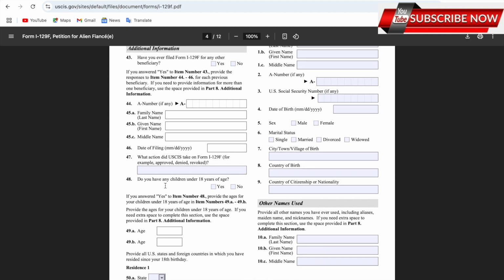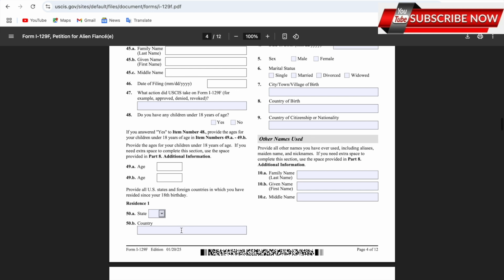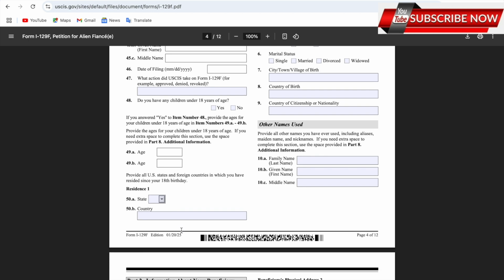And it says, do you have any children? So assuming you are filing for your fiance and you have one or two kids, or however many kids you have, and you want to add them to the form, you click on yes and you put in their age over here. If no, you click on no and leave this place blank. And if you need more space, in Part 8 additional information, you fill out that form too.